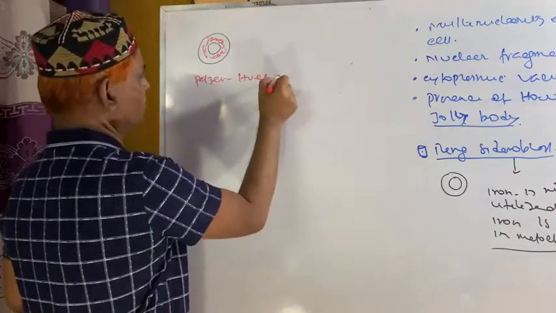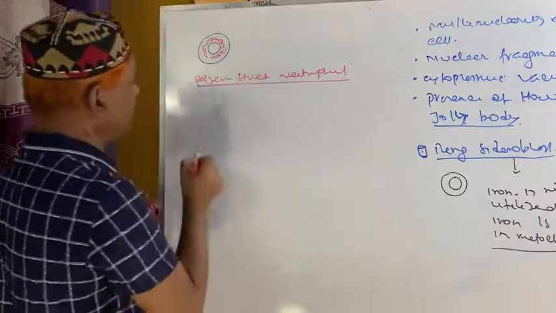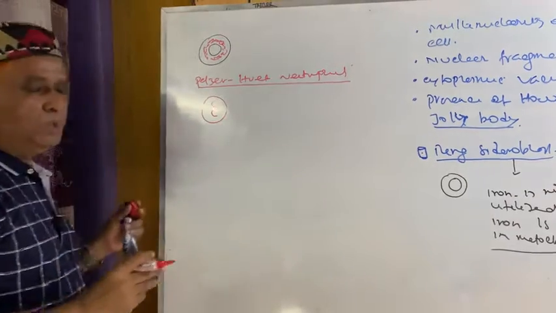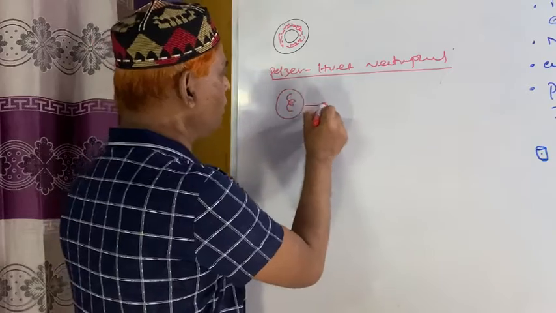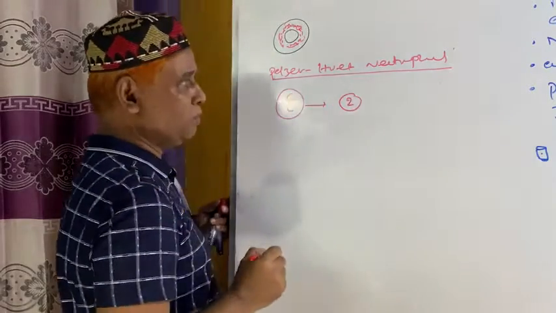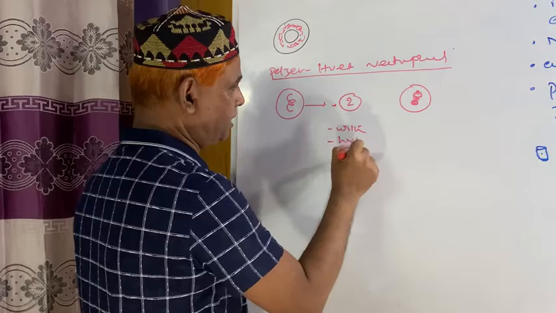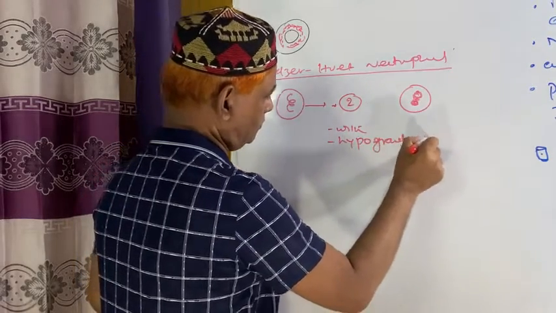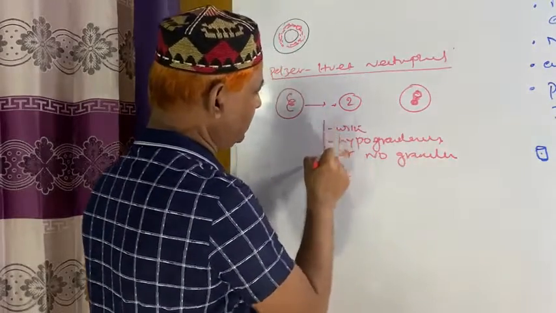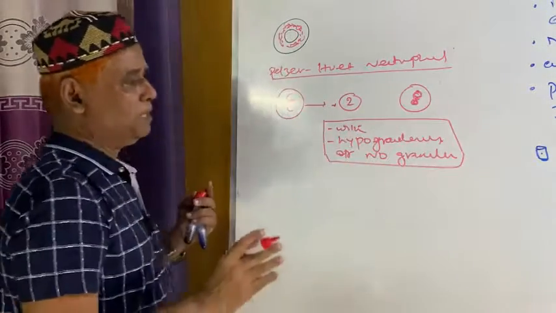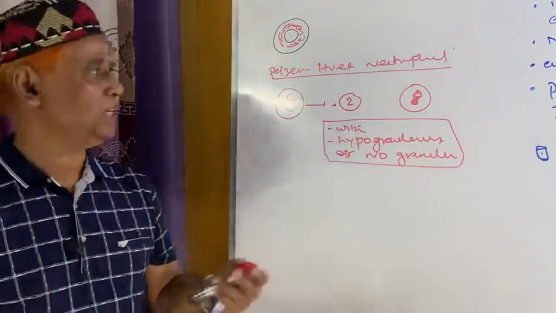I've told you here, Pelger-Huet neutrophil. What is this? Dear audience, we know the neutrophil usually has a 2 to 3 lobed nucleus. If the nucleus has only two lobes with hypogranularity or no granules, then the neutrophil is called Pelger-Huet neutrophil. Again, Pelger-Huet neutrophil contains two lobes and there is hypogranularity or no granules. It is called Pelger-Huet neutrophil.